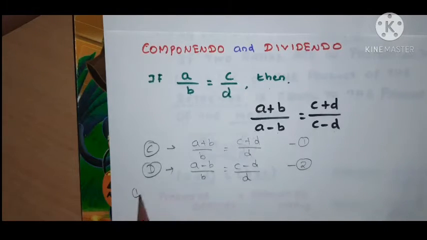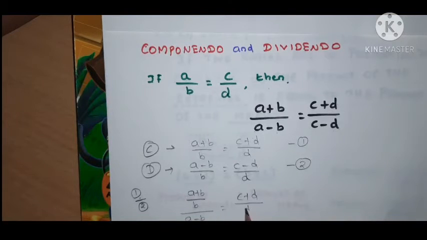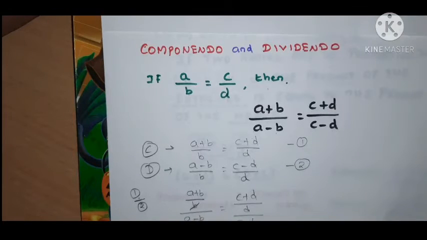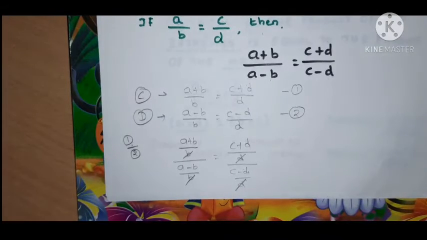Now what I am going to do is 1 divided by 2. This is what I am going to do. 1 divided by 2. So now 1 is A plus B divided by B, divided by A minus B divided by B, which is equal to C plus D divided by D, divided by C minus D divided by D. Now this B and B will cancel each other, and this D and this D will cancel each other.